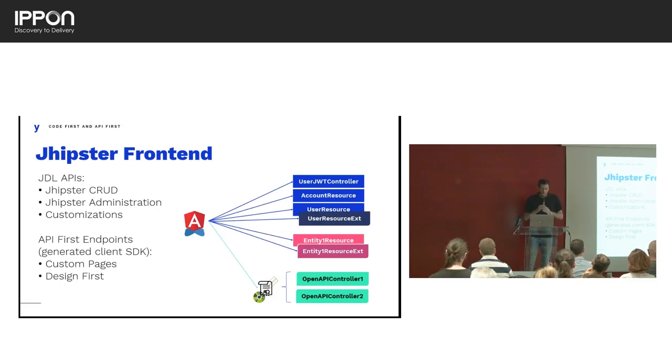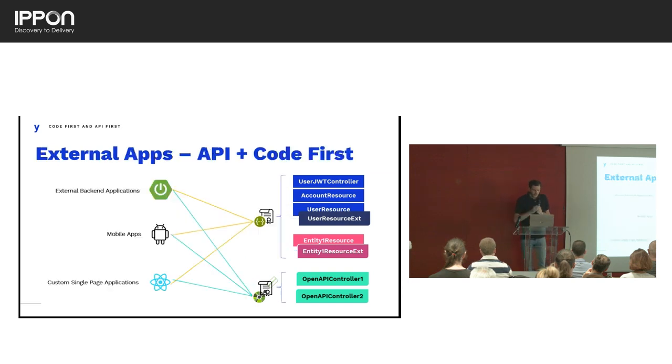You have to get a really good extension strategy. The API first endpoints can be useful for custom pages and pages that are designed before starting generating the database and the entities. What about external application?